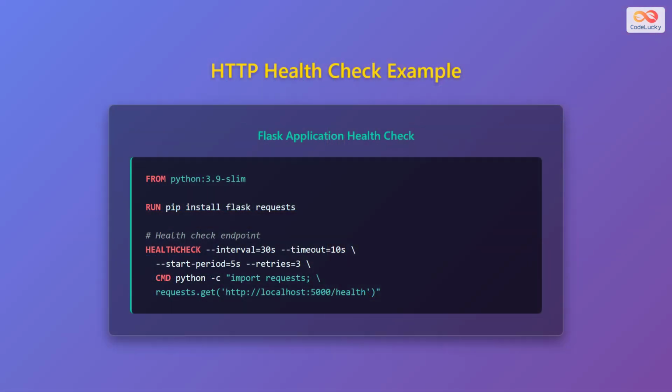Here's an example of implementing an HTTP health check for a Flask application in Docker. Start by specifying the base image such as python:3.9-slim. Install the required Python packages using pip. Define the health check using the HEALTHCHECK instruction. The command executes a Python script that sends an HTTP request to the /health endpoint of the Flask application. This setup ensures the container is healthy only if the Flask application responds correctly to HTTP requests.